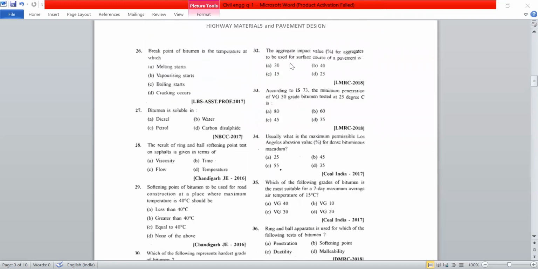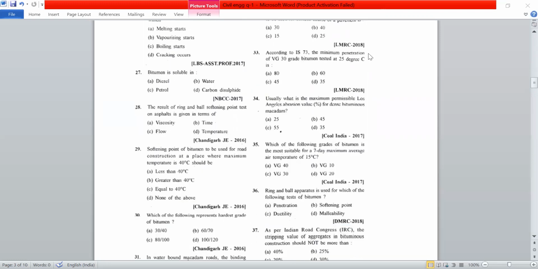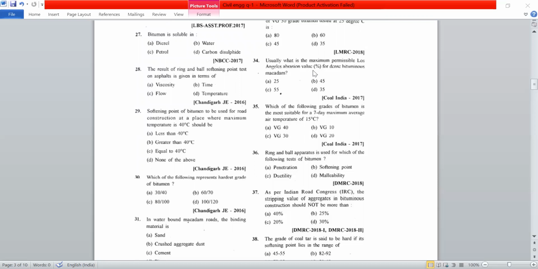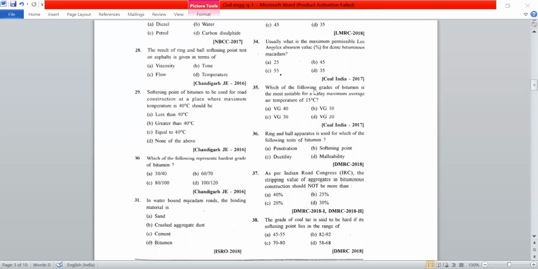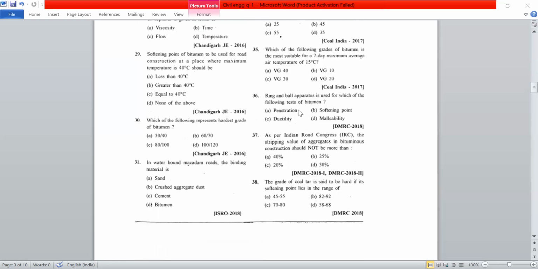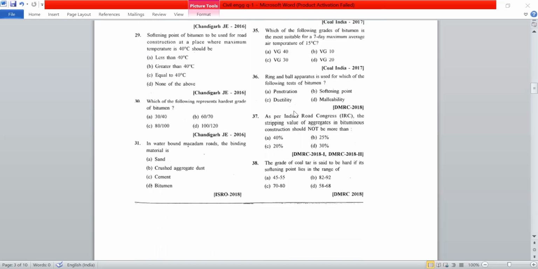The aggregate impact value for aggregates to be used for surface course of a pavement is 30. According to IS 73, the minimum percentage of VG30 grade bitumen tested at 25 degrees centigrade is 45. Usually, what is the maximum permissible Los Angeles abrasion value for dense bituminous macadam? 35. Which grade of bitumen is most suitable for 7-day maximum average air temperature of 15 degrees centigrade? VG10. Ring and ball apparatus is used for which test of bitumen? Softening point.